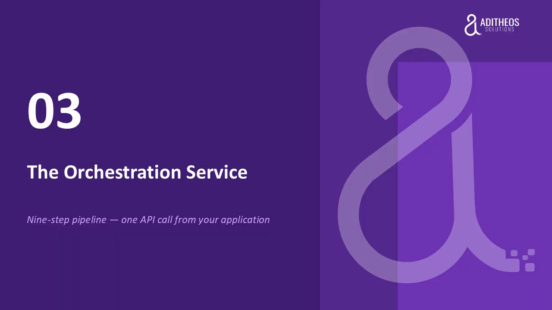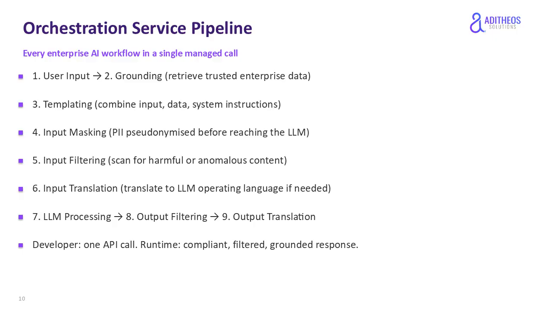Most enterprise AI use cases are not a single LLM call. They involve retrieving data, filtering sensitive content, applying safety policies, translating between languages, calling the model, filtering the output, and delivering a compliant response, all coordinated in sequence. The SAP Orchestration Service manages all of this as a single managed component. The execution order is fixed to ensure security and compliance, but each module is individually configurable.